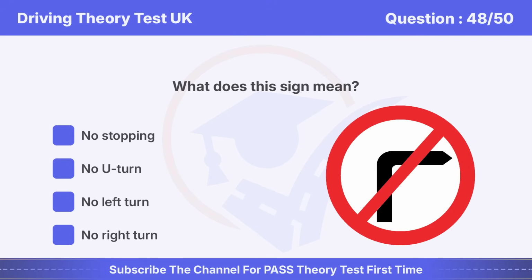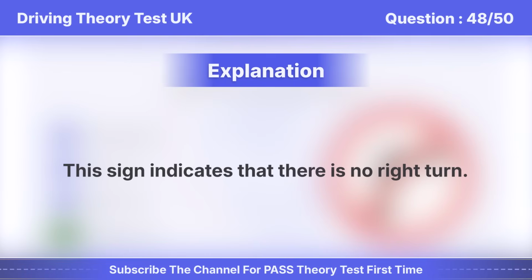Question 48. What does this sign mean? Answer is D. No right turn. This sign indicates that there is no right turn.